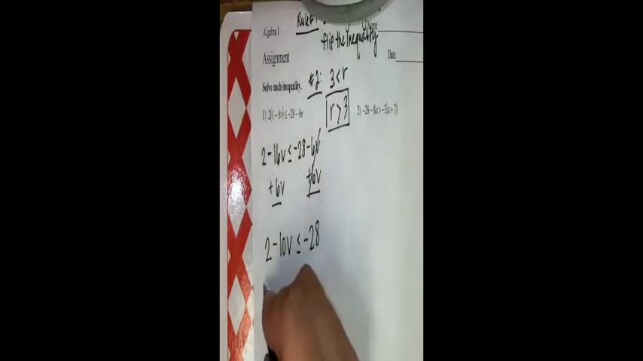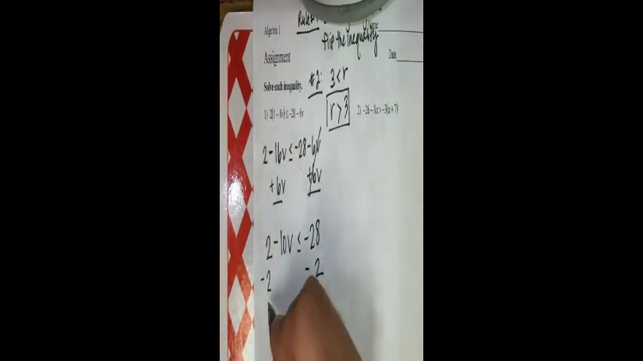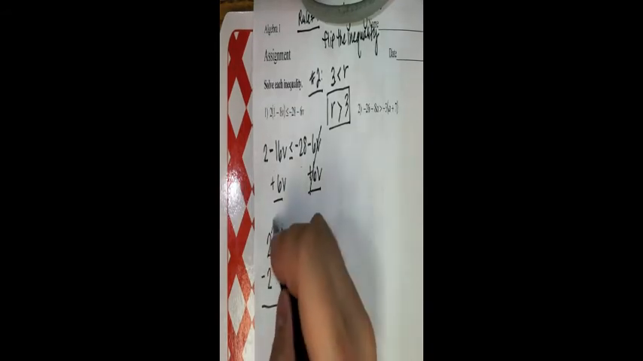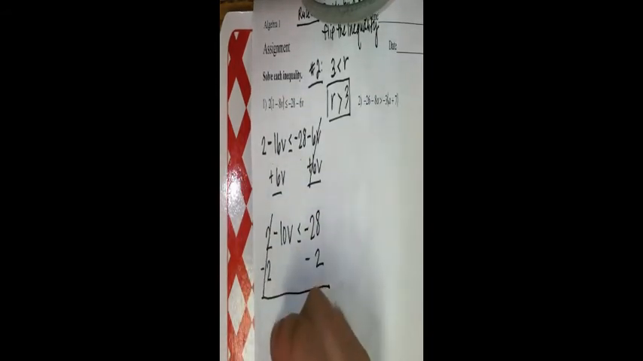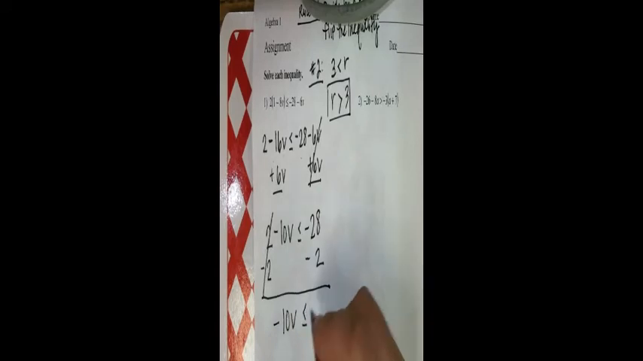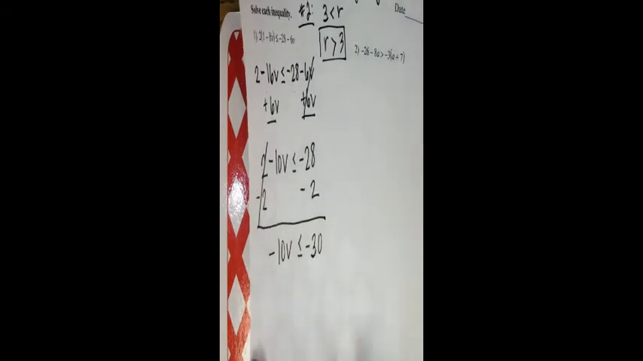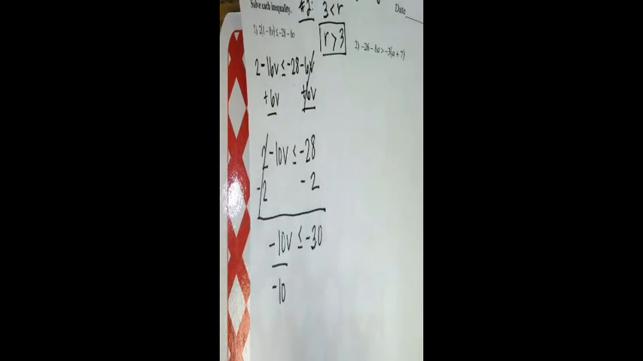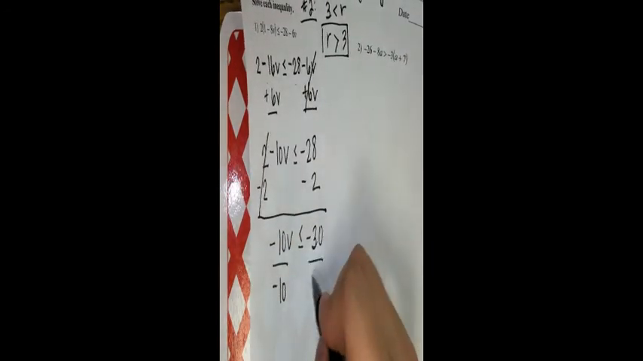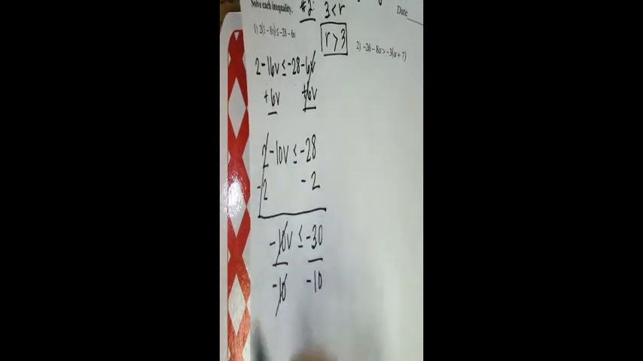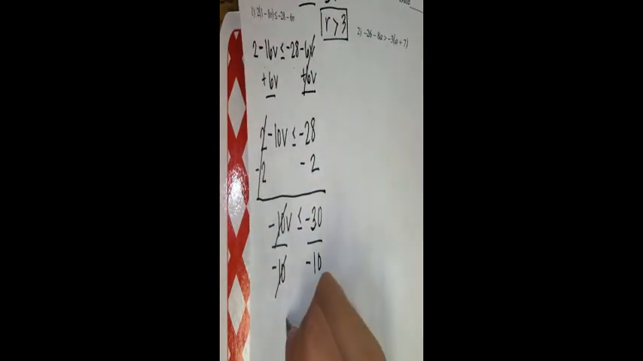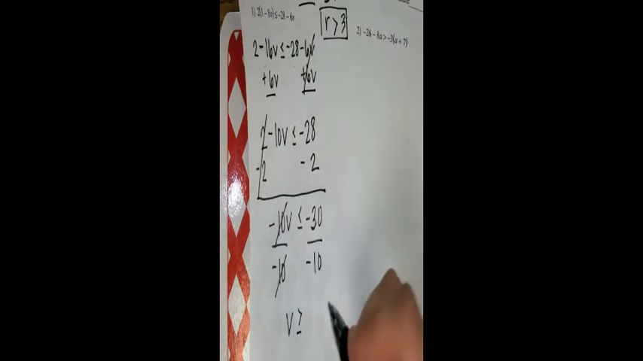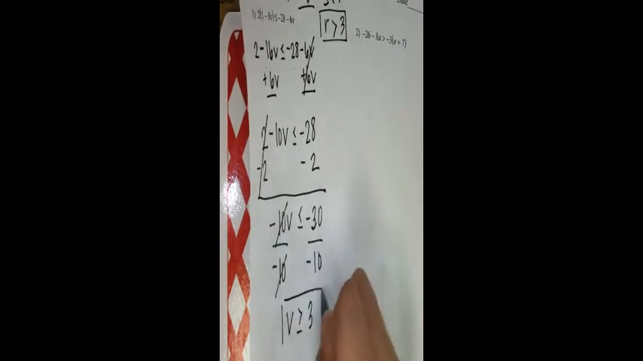Okay. Your next step will be to subtract 2 from both sides. So this will cancel out. And we have negative 10v is less than or equal to negative 30. And now what you're going to do is divide by the number that's with the variable. In this case, it's a negative 10. Did you catch that statement there? Divided by a negative 10. Remember, when you divide by a negative, what are you going to do? Right, flip the sign. So v is greater than or equal to positive 3.